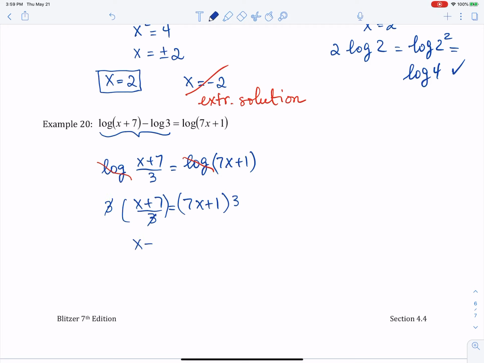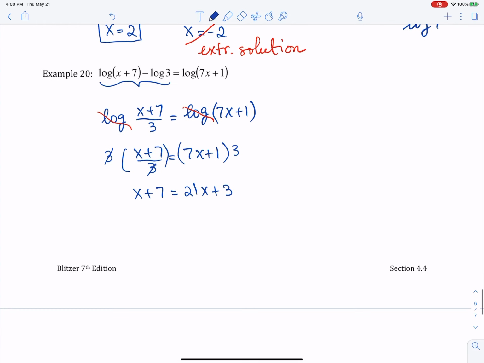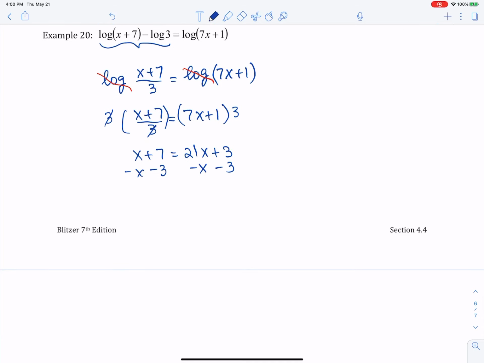So x plus 7 is equal to 3 times 7 is 21x, and 3 times 1 is 3. I'm going to subtract x from both sides and subtract 3 from both sides. We'll end up having those cancel out. So 7 minus 3 is 4. 21x minus x is 20x. 3 and 3 go away. So x is equal to 4/20ths, which divided by 4 can be simplified to 1/5. So x is equal to 1/5.